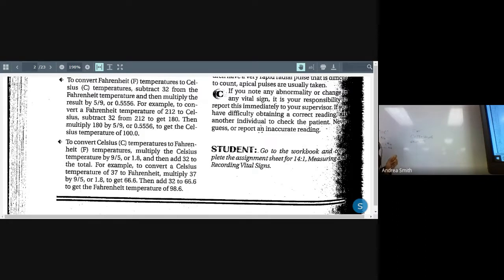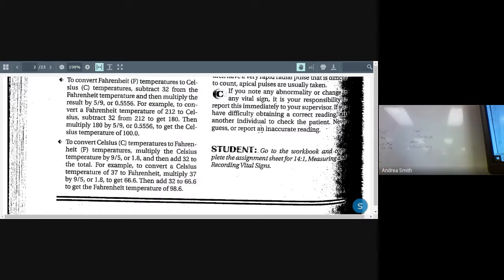So in this case, from the book, you're going to convert 37 degrees Celsius to Fahrenheit. You multiply 37 degrees Celsius times 1.8, which gives 66.6, and then you add your 32. And you get 98.6 Fahrenheit.